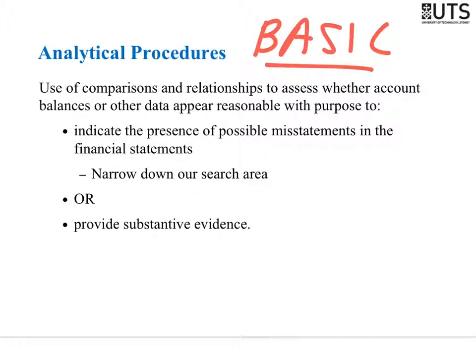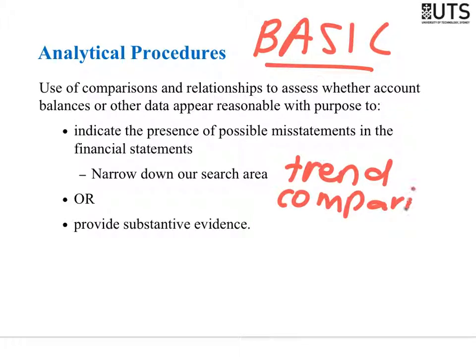Why? Analytical procedures is when you're analysing the financial information and you're doing one of three things. Number one, you're doing trend analysis. Number two, you're doing comparisons. Now you can be comparing the data to budget, to last year's financials, or to the industry average. That's all analytical procedures. And the final type of analytical procedure we do is ratio analysis.